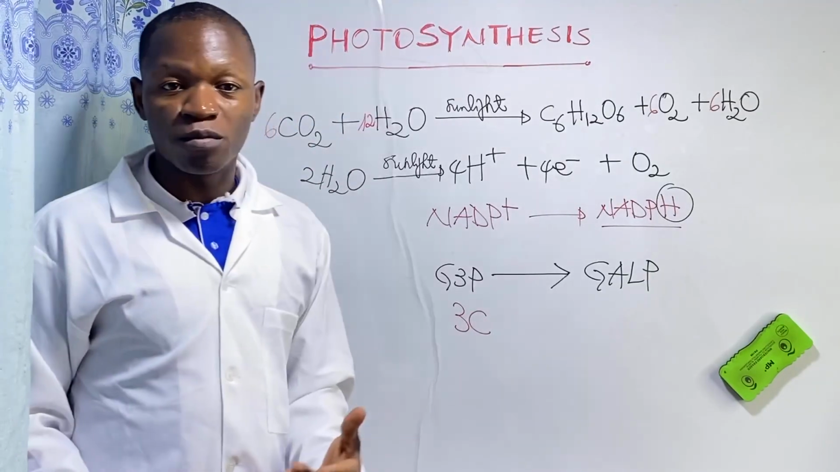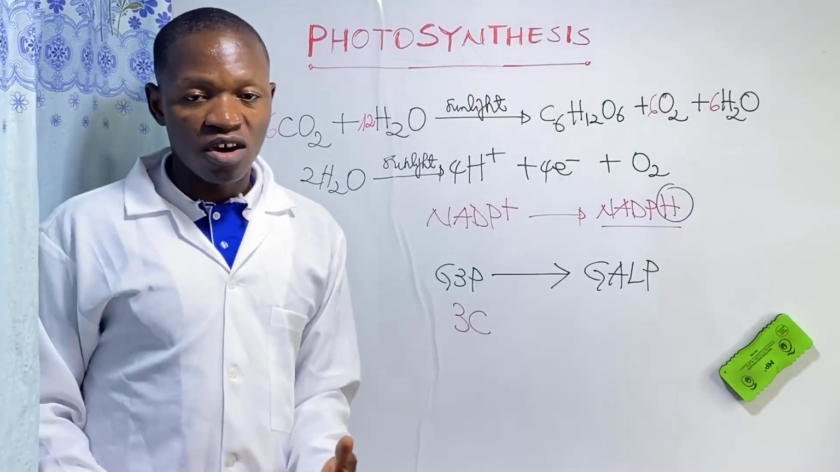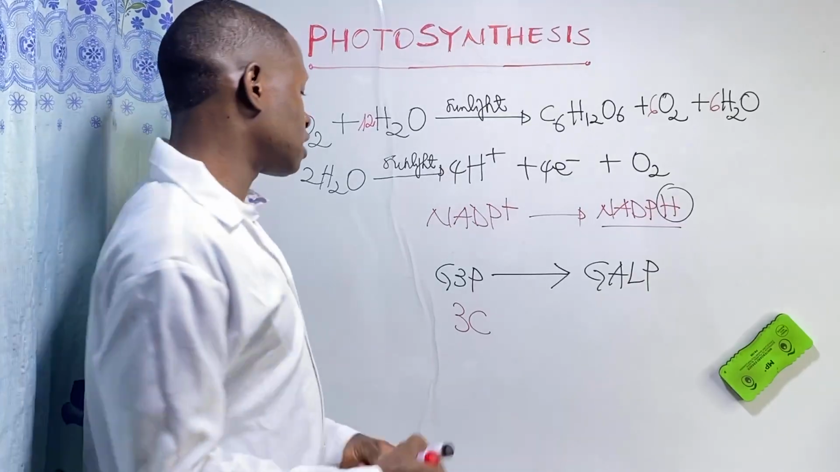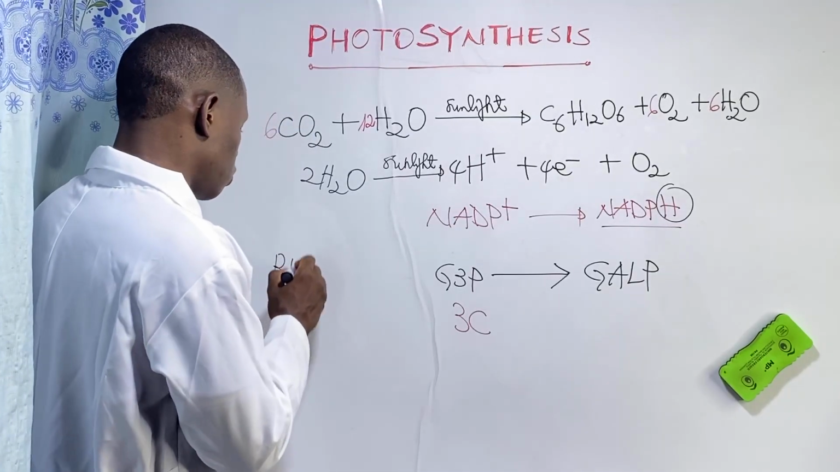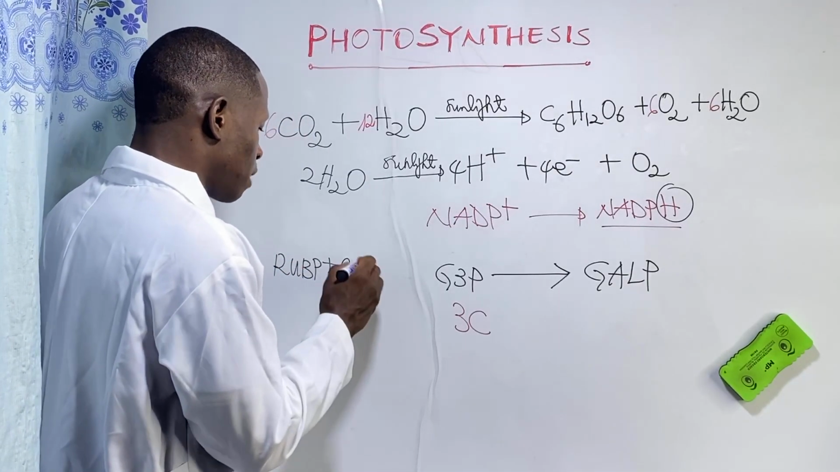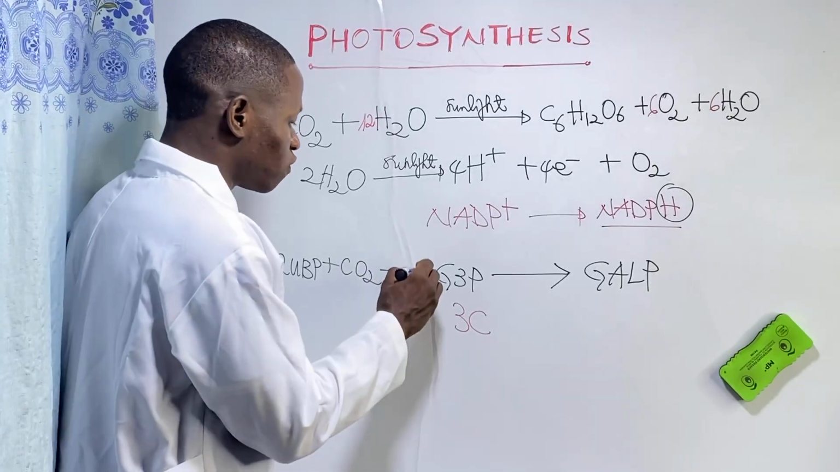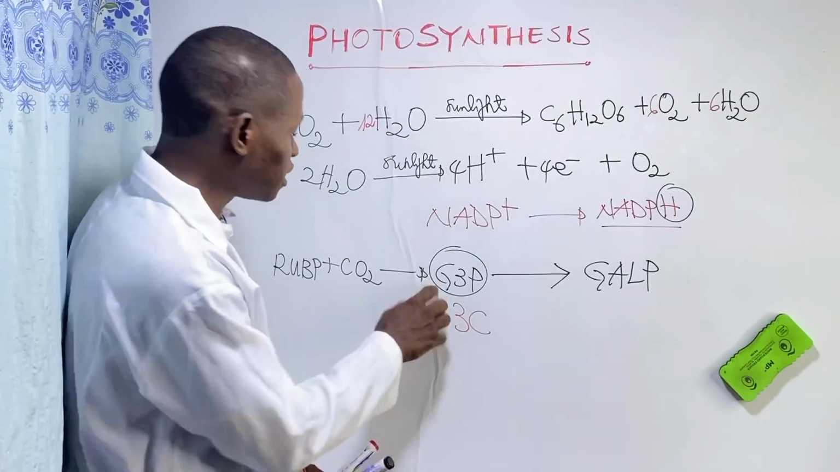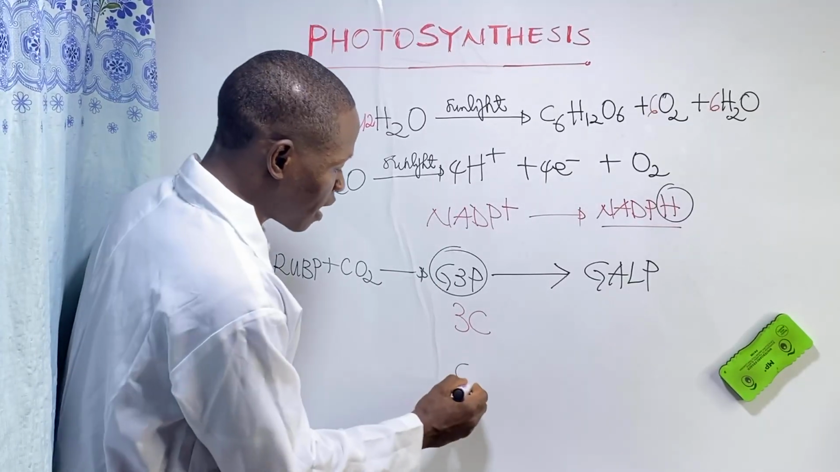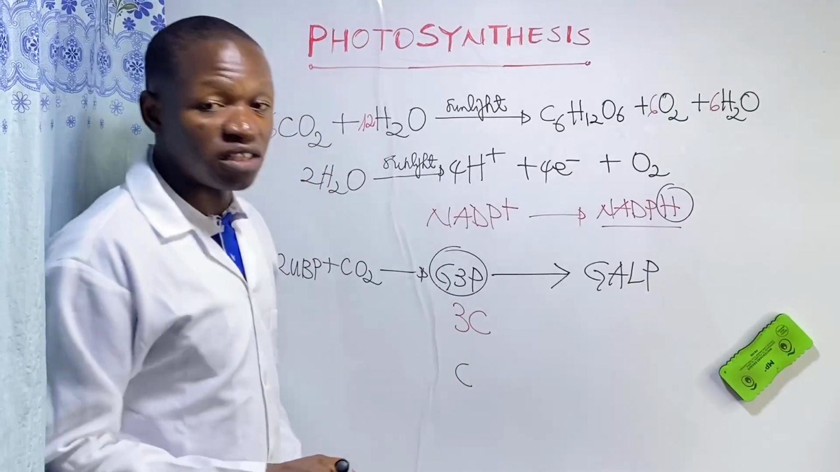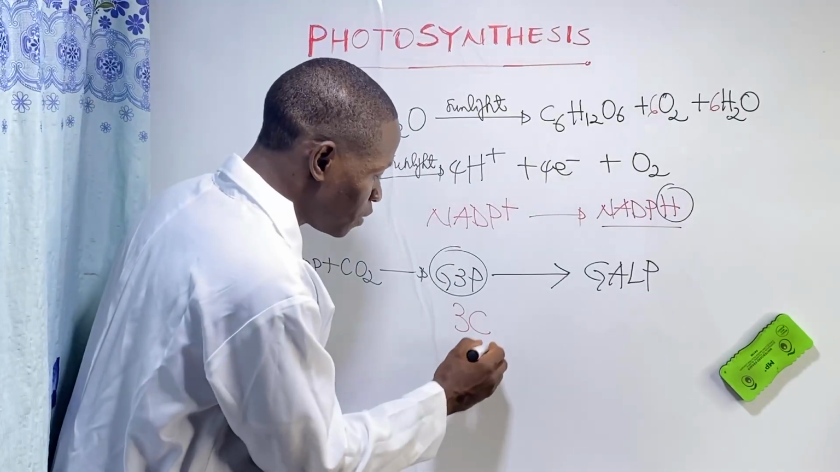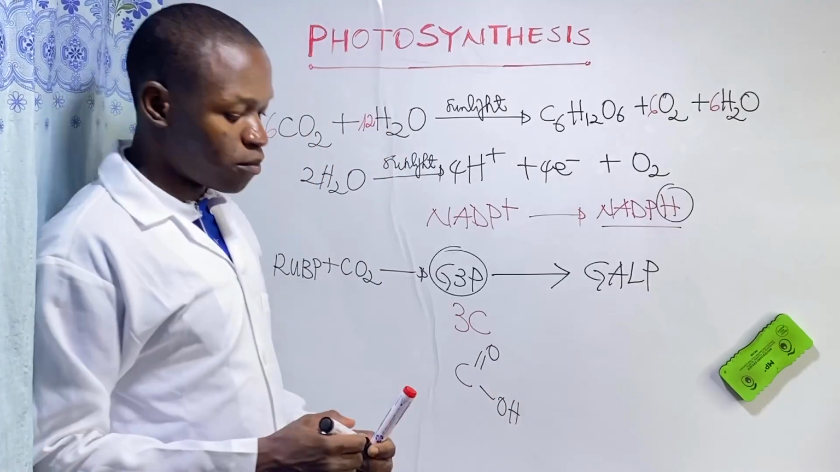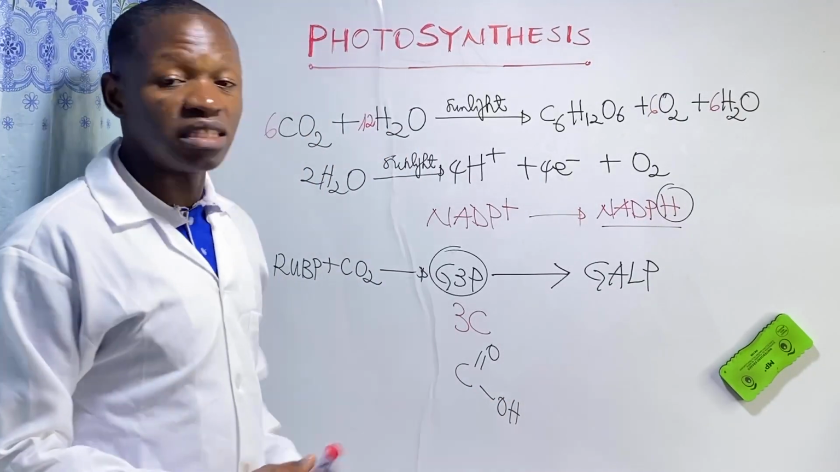Glycerate phosphate is formed when carbon dioxide is fixed onto a molecule of ribulose biphosphate. That is, when ribulose biphosphate combines with carbon dioxide, in the presence of the enzyme rubisco, it forms glycerate 3-phosphate. So when carbon dioxide is fixed, it appears as a carboxylate group. Carbon dioxide appears as a carboxylate group in glycerate 3-phosphate.